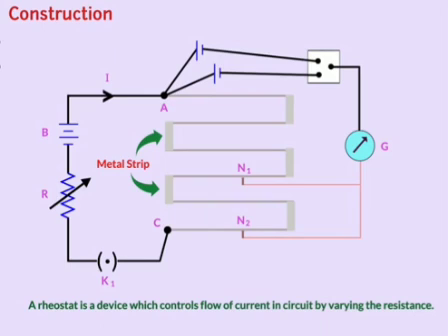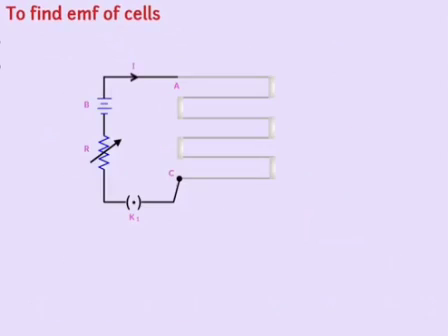Let's now understand the use of potentiometer to find EMF of cells. The wire in the potentiometer is uniform, hence the potential difference between A and any point at length L from A is given by E(L) equals phi L, where phi is the potential drop per unit length.